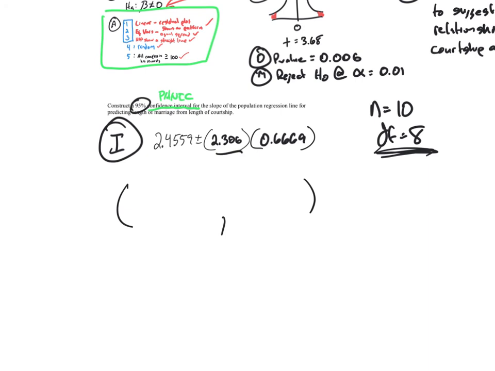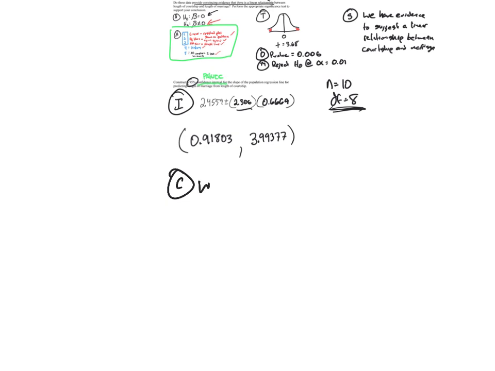0.669. Okay, so my upper bound is 3.99377. I'm going to leave it at that. I'm going to go second entry. I'm going to just change the plus sign to a minus sign in my calculator, and then I get 0.91803.